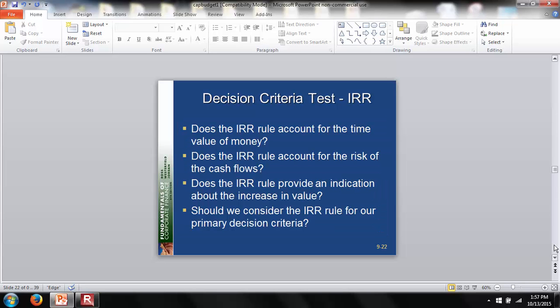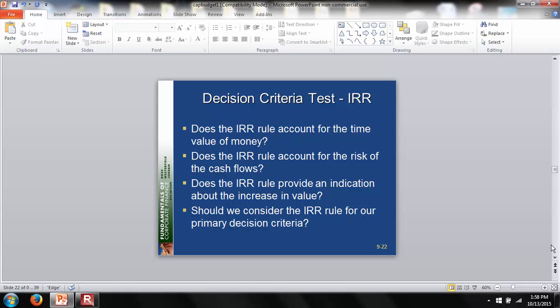So if you want to look at the same questions, does the IRR rule account for the time value of money? It does not explicitly, although we have an interest rate that we get. Does the IRR rule account for the risk of the cash flows? Again, it may not explicitly, although we found out the IRR and we want to compare that with the cost of capital. Does the IRR rule provide an indication about the increase in value? It may not in dollar terms, it does in percentage terms. Okay, should we consider the IRR rule for our primary decision rule?